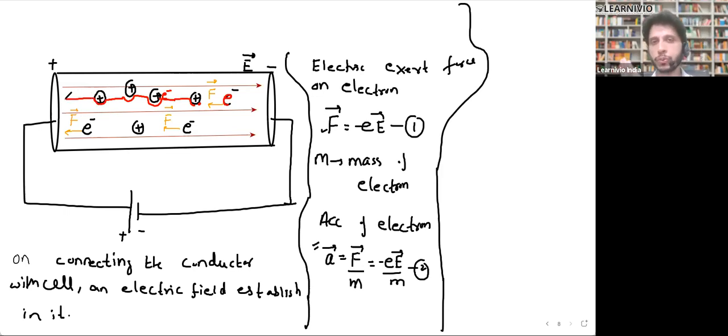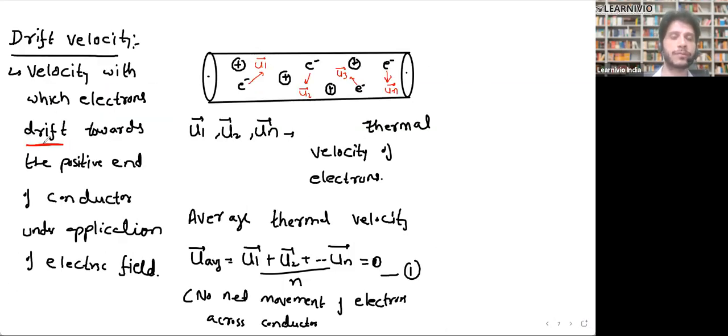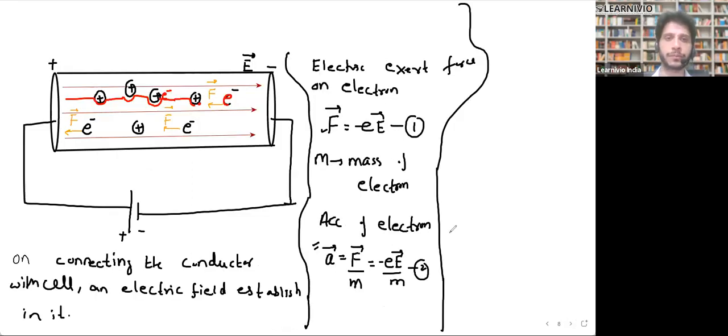The motion is not smooth motion, it drifts. It accelerates for some time, then collides with an ion and comes to rest. Then it accelerates for some time, then again collides with the ions and comes to rest. So the motion of the electron is not smooth. It's colliding with the ions and slowly moving towards the positive end of the conductor. That's why we say that electrons are not moving inside a conductor. We say that electrons are drifting inside. It's colliding with the ions several times.